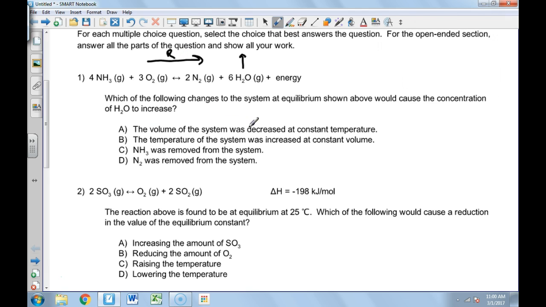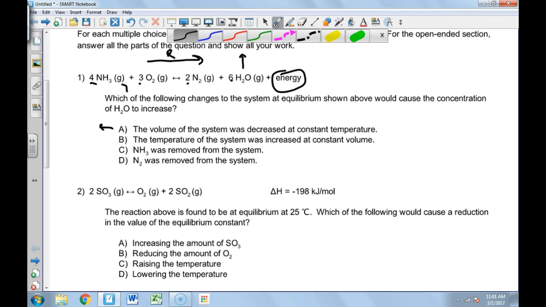So the volume of the system was decreased at a constant temperature. If the volume is decreased, that means we're going to shift to the side with the least moles of gas. So there's 3 and 4 is 7, and 2 and 6 is 8. So this one is going to shift to the left. The temperature of the system was increased. Well, the energy is on this side of the equation. So now we're going to increase the energy, so that's going to make sure that it shifts left.